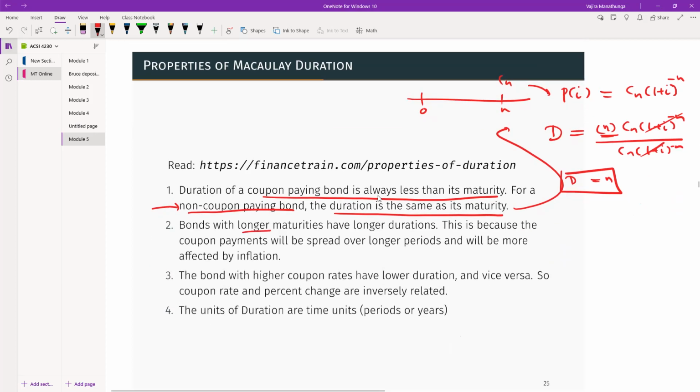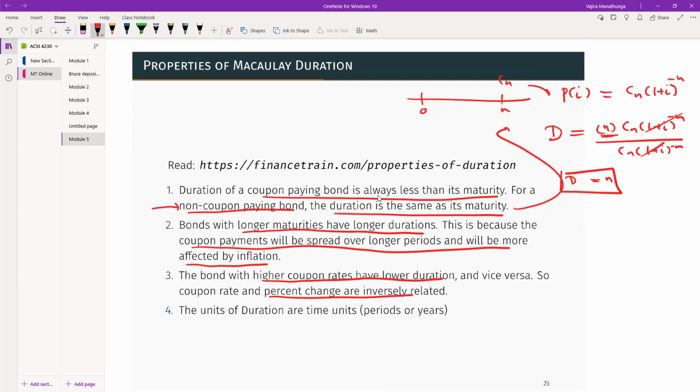Bonds with longer maturities have longer duration. This is because the coupon payments will be spread over longer periods and will be more affected by inflation. And bonds with higher coupon rates have lower duration and vice versa. So coupon rate and percentage change are inversely related. When you have a higher coupon, then the lower duration. When you have a longer maturity, longer duration. So just remember these things.